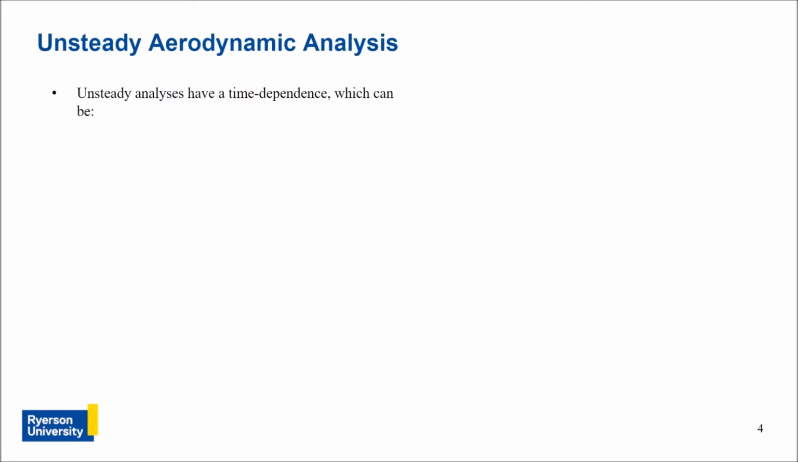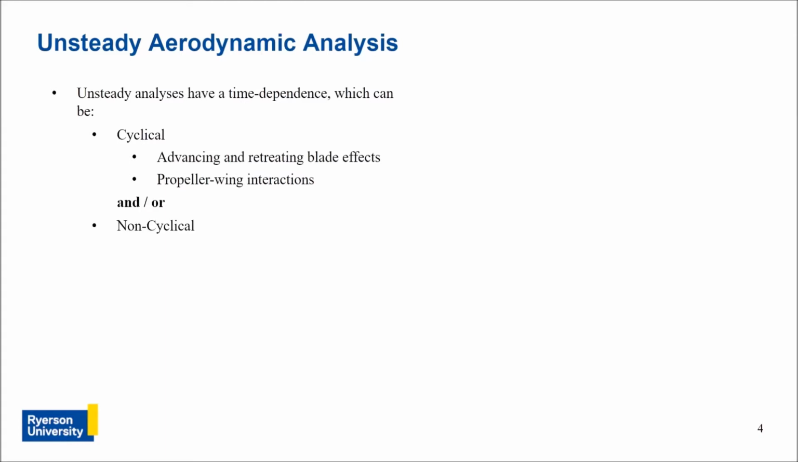As I mentioned, unsteady analyses have a time dependence, and that can be cyclical. For example, the advancing and retreating blade effects acting on a rotor in forward flight, or propeller-wing interactions. Or these effects can be non-cyclical, one example being a wing flying through a gust, or the effects can be a combination of the two, like a rotor undergoing a flight maneuver, which has both advancing and retreating blade effects, as well as the effects due to the flight maneuver itself.